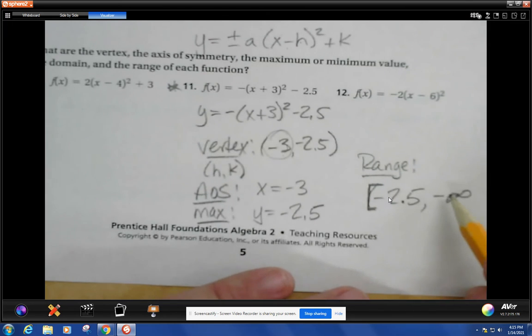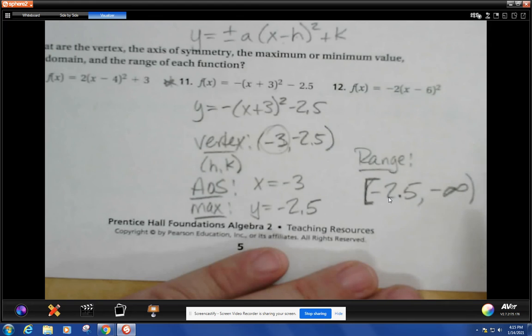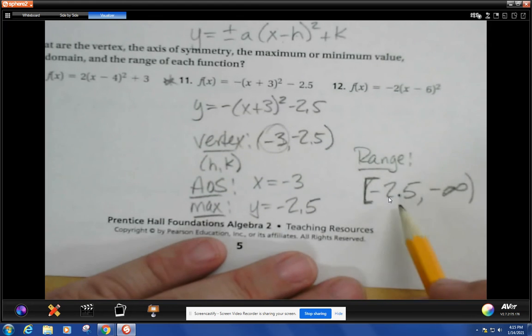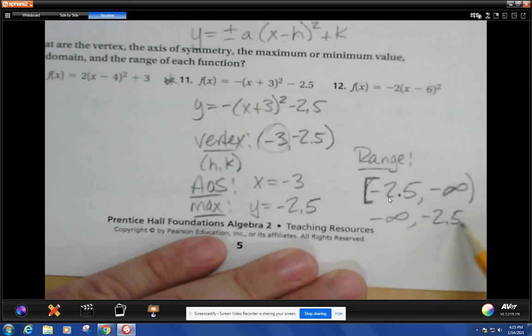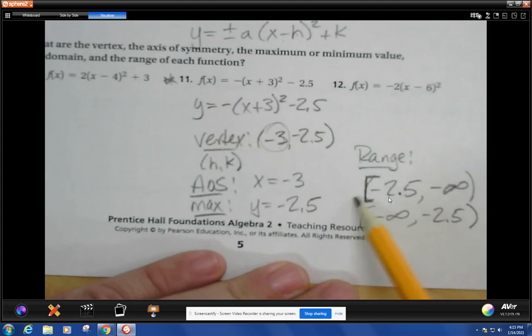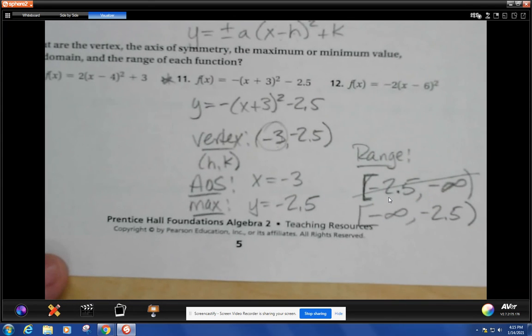Actually, I'm sorry, I messed this up. You know that teachers actually do mess up, okay? So actually this particular graph goes from negative infinity to negative 2.5. Negative 2.5 is my top section. Negative infinity is the bottom, right? It's the bottom of my graph. So this is incorrect. So this should actually be the correct answer, okay?